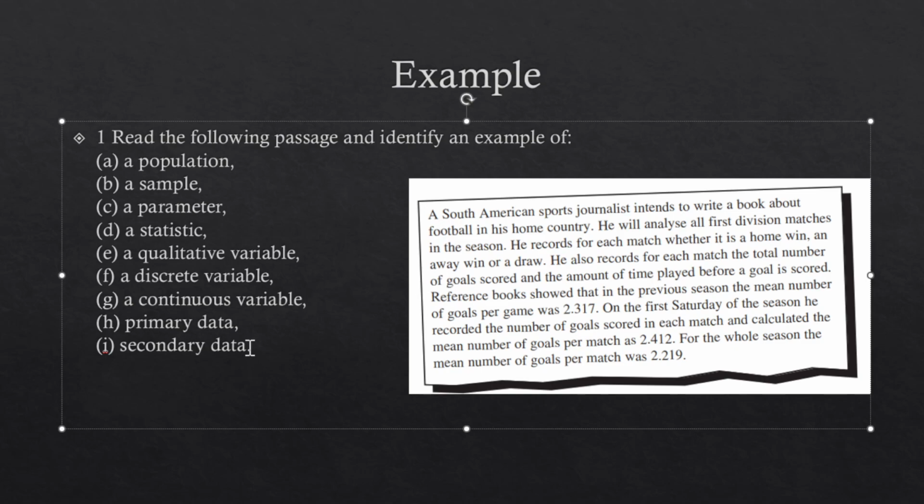All right. The next one, the primary data. This is the data the journalist collected in the 1999 to 2000 season. That's the primary data because the journalist has collected it himself. And secondary data would be the mean number of goals, because he had gotten it from the previous season. So it's not his data, right? It could be his data, but it probably is not.